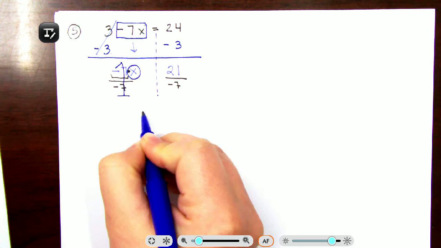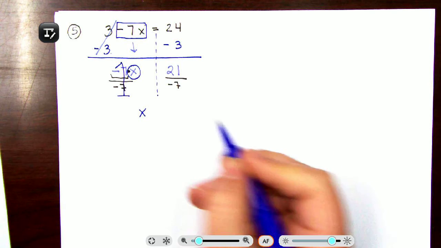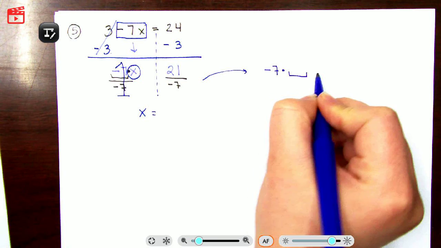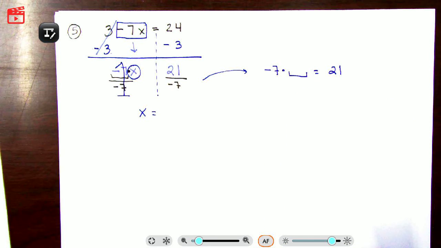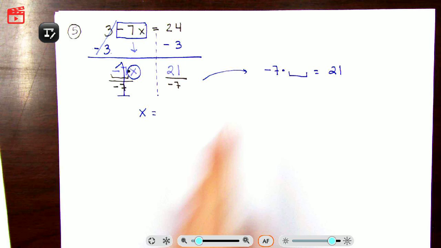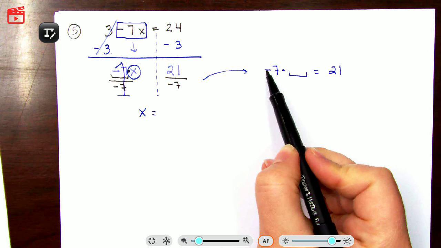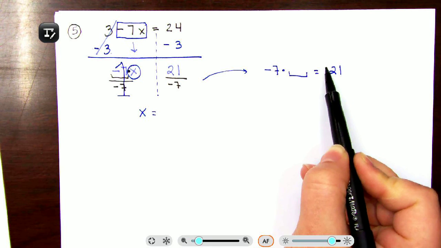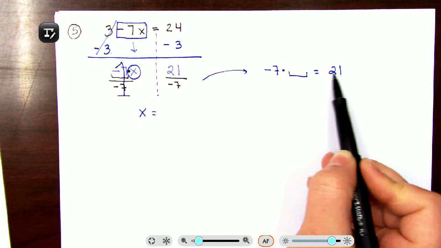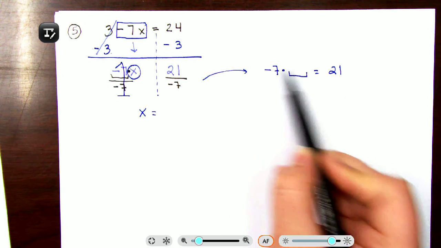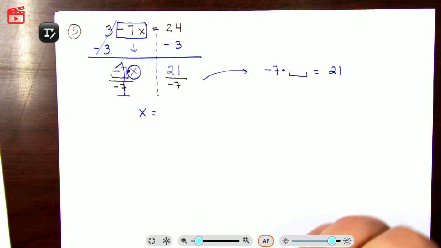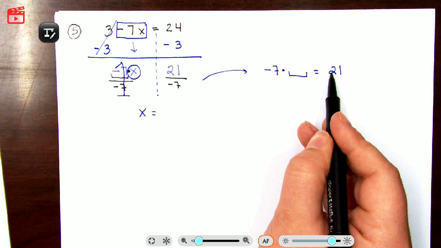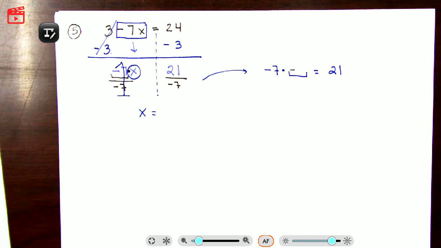What is left over? x is left over. And then this right here says negative 7 times what is 21. So how many negatives do we see? I see one negative here, but I see no negatives here. That means we only need one negative. But because this negative disappears, it has to be multiplied by something to make it disappear. So the only way to get rid of this negative and to make the answer here positive is we have to multiply it by a negative.